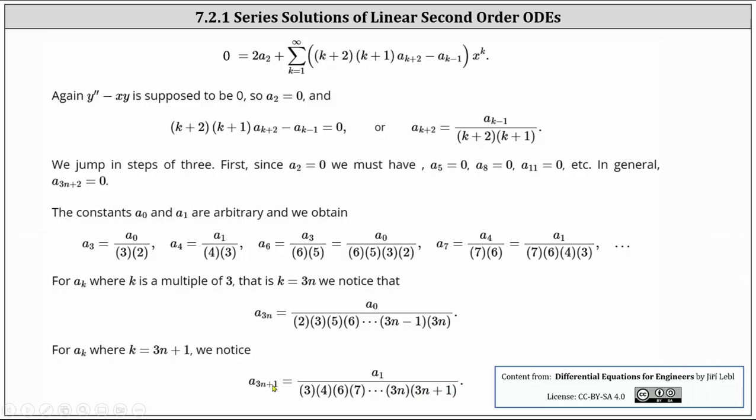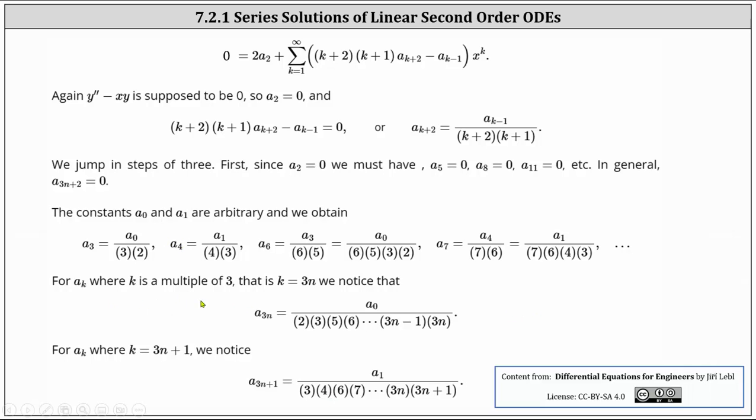3n plus 1. For a sub 4, notice n is 1, and the factors in the denominator are given by 3n and 3n plus 1. For a sub 7, when n is 2, the two largest factors in the denominator are given by 3 times 2 and 3 times 2 plus 1, which are 6 and 7. But we also have factors of 3 and 4.